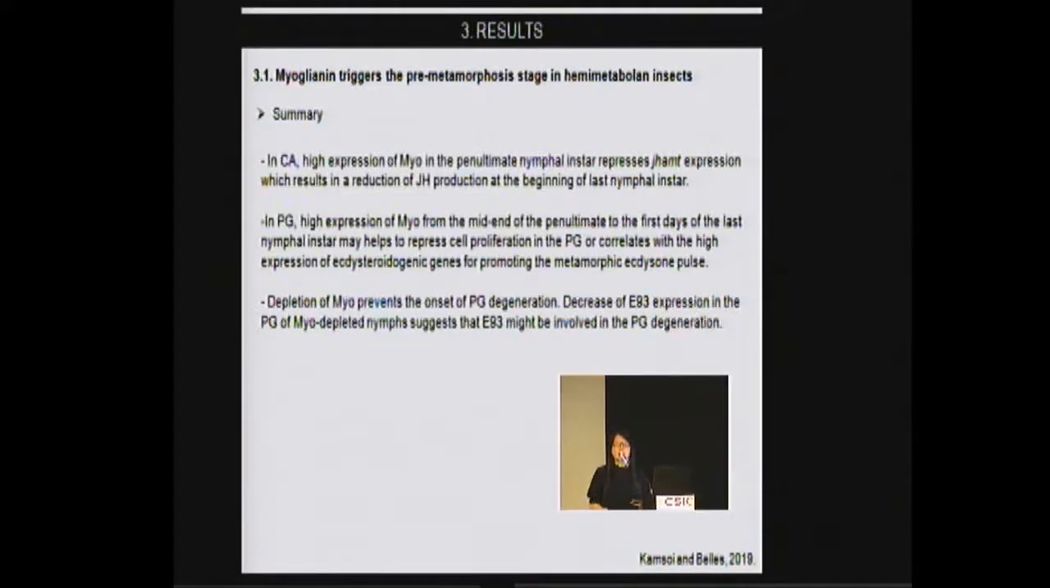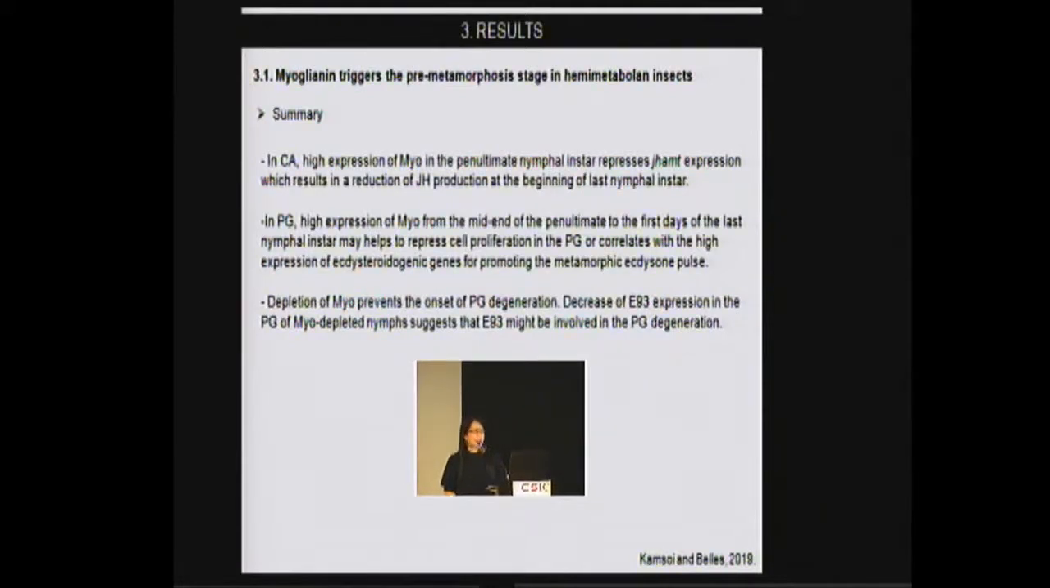And as the summary of the first experiment, we can divide the role of myoclonine into two tissues. First, in the corpora allata, the high expression of myoclonine during the penultimate nymphal instar represses the expression of juvenile hormone acid methyltransferase.